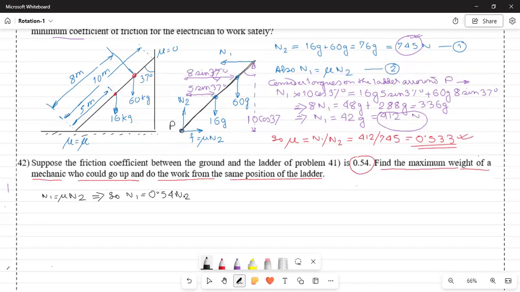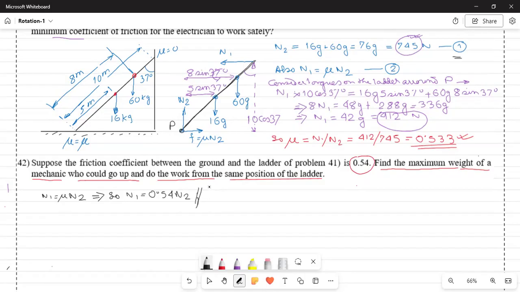And similarly, considering the vertical forces on the ladder, in equation 1 earlier, we have seen N2 equal to 16G plus 60G equal to 76G. But now, the mass of the person is no more 60, it is M. So considering this is one question, we give a separation line here.